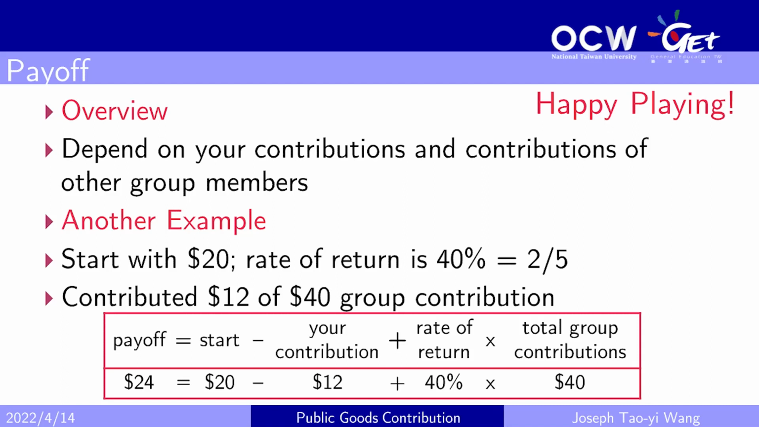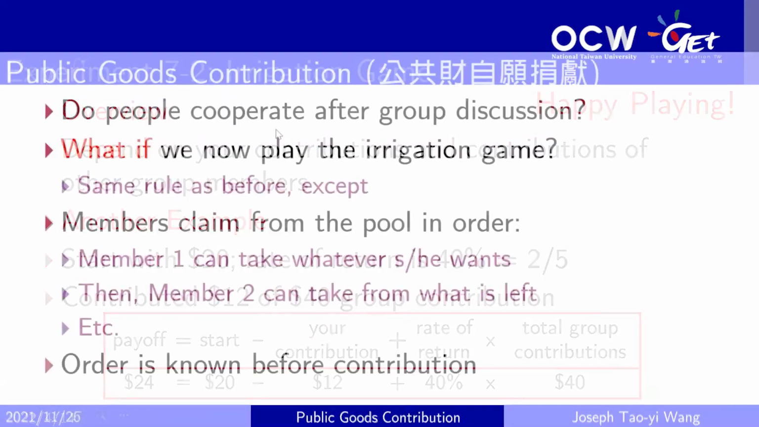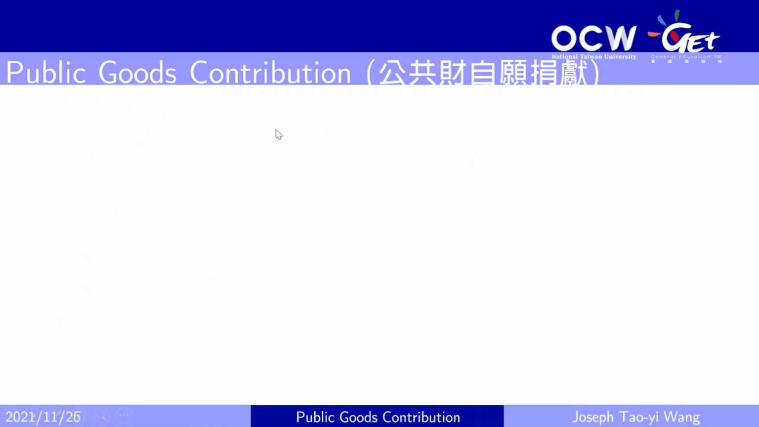So you have $30 times 0.4. So you earn $12 from the group project. That's exactly your contribution amount. So your payoff is $20. So the key thing for this public contribution, I think I will finish this lecture talking about this because this is one of my favorite experiments.